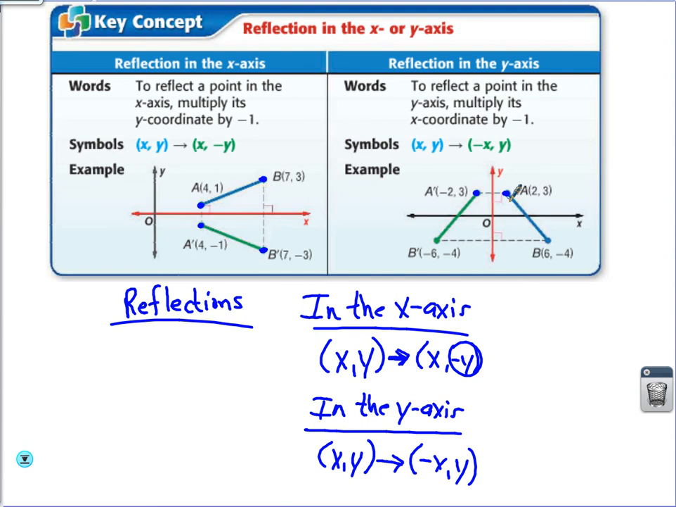XY turns into the opposite of X, comma Y. (-6, -4) turns into (6, -4). That reflects it across the y-axis.